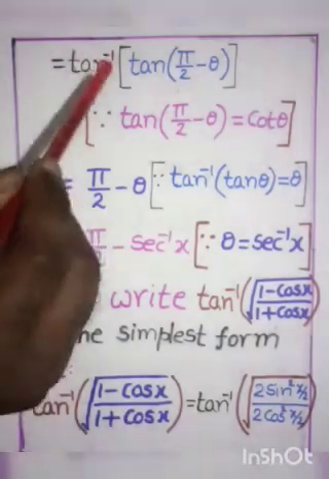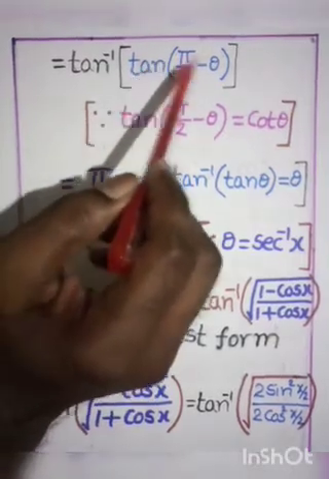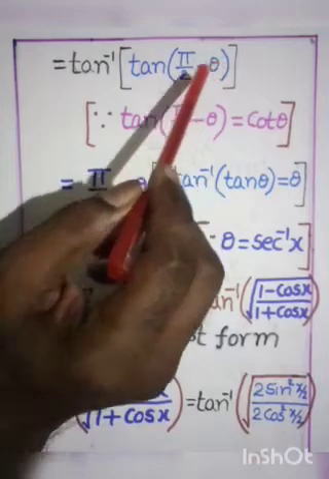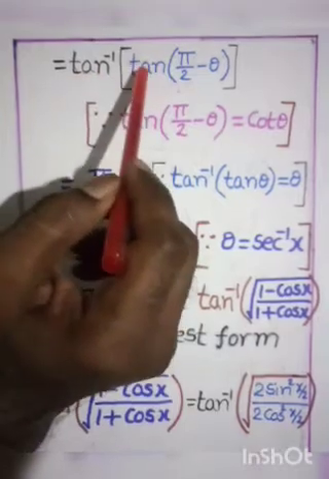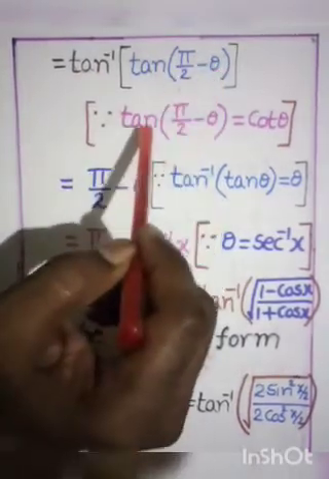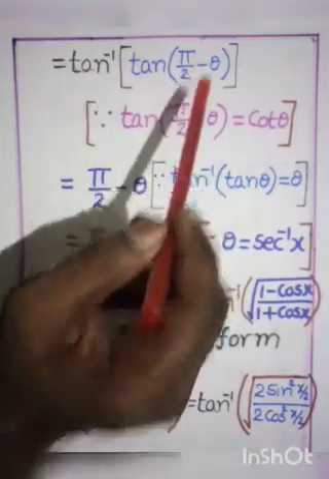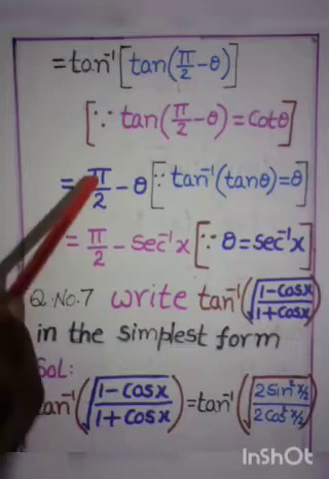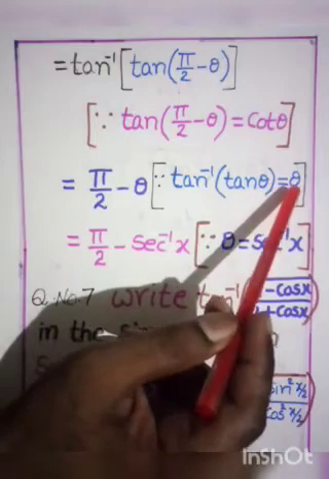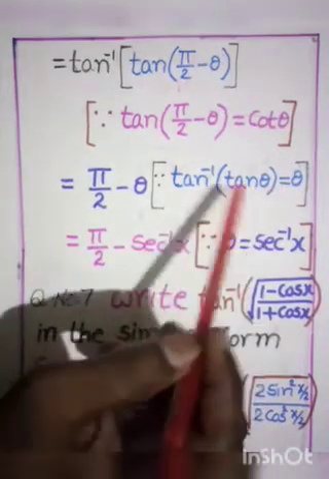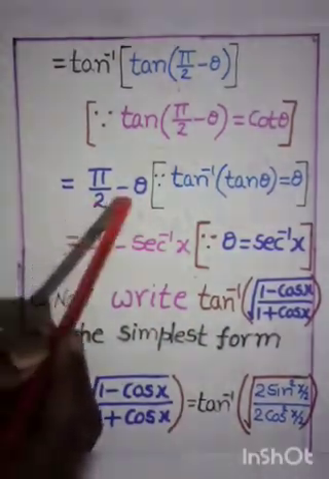Again here in the brackets cot theta is there. Cot theta can be written as tan of pi by 2 minus theta. Therefore I am writing this step: that is equal to tan inverse of tan of pi by 2 minus theta, because tan of pi by 2 minus theta is equal to cot theta. Understood this step, my dear children? Right. That is equal to pi by 2 minus theta, because tan inverse of tan theta is equal to theta. This is a property of inverse trigonometric functions. That is why I wrote this. Understood this step, my dear children?